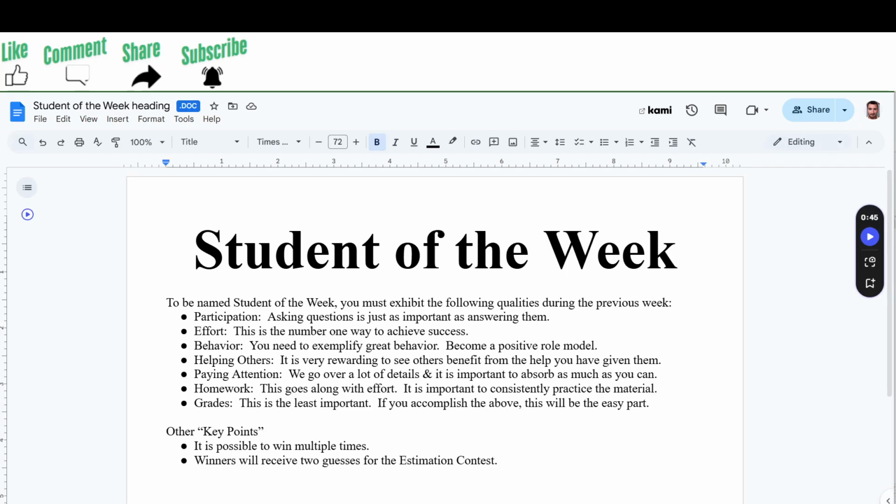Once we have that printed out, we're going to have a heading so that they can see what criteria you, the teacher, look for in determining who is the student of the week. I have listed participation, effort, behavior, helping others, paying attention, homework, and grades. I also list an example of each so the students understand what that category entails.